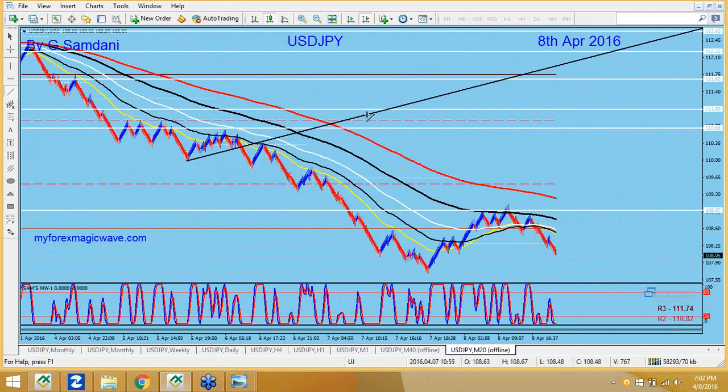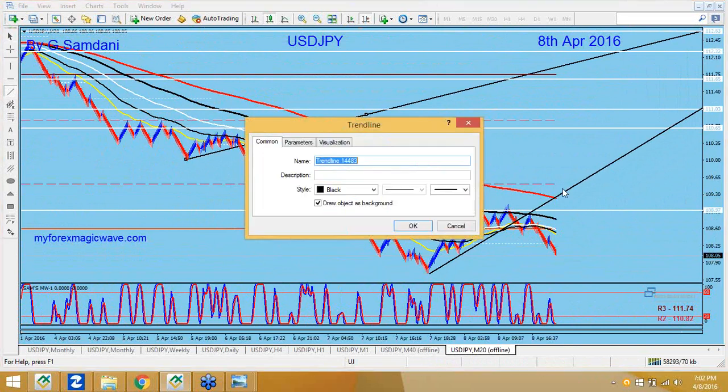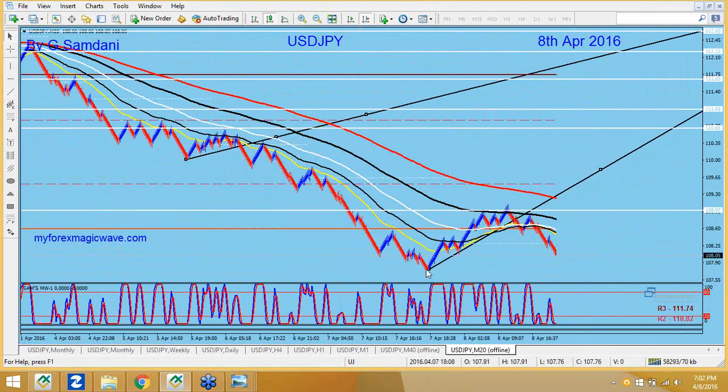You see? Okay. Now on this one, you see, same game over and over. Now, see, this up move is broken below, tested the trend line, the backside, and dropped. You know, the same thing here. Went up, broke below, tested the back line, dropped. Simple as that. Okay.